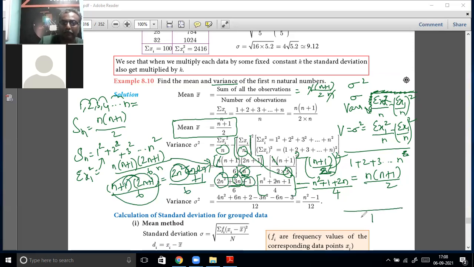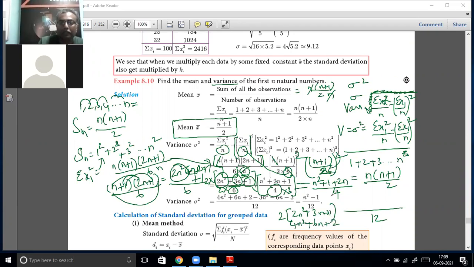LCM is 12. For 6, this one and this one, LCM is 6. 6 and 4 LCM is 12. So this will be multiplied 3 times. This will be multiplied 2 times. The whole thing is multiplied 2 times. That is why 2 into how much? 2n squared plus 3n plus 1. That is equal to 4n squared plus 6n plus 2.